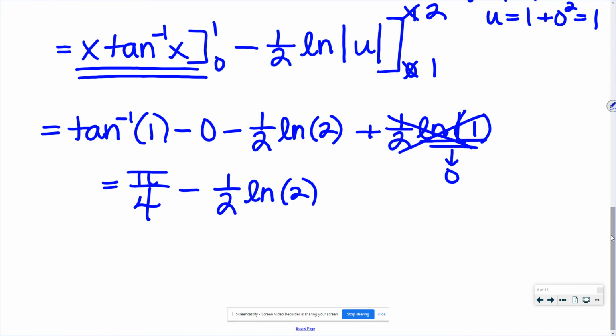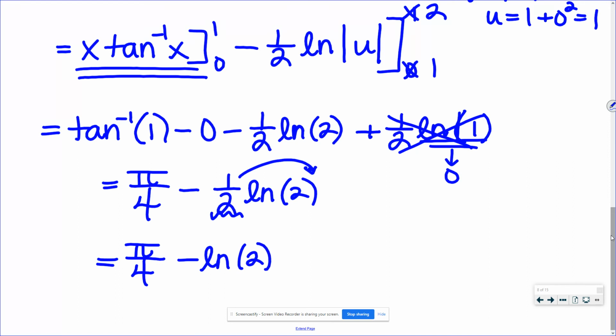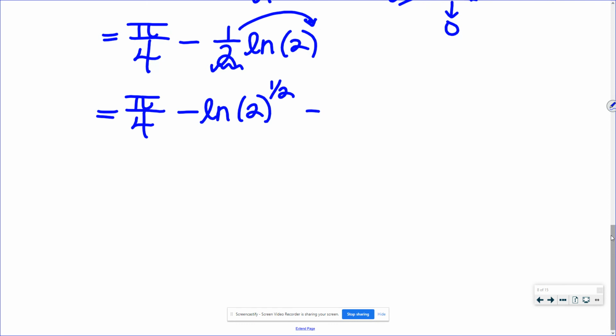And I'm going to do one more step to remind you of some ln rules we haven't seen in forever. Remember, when you have a number in front of a ln, it technically could be applied as a power. So I could write this as ln of 2 to the 1/2 power. And one more step, if I wanted to be really extra thorough, I could say 1/2 power is the same as square root. So pi over 4 minus ln radical 2.